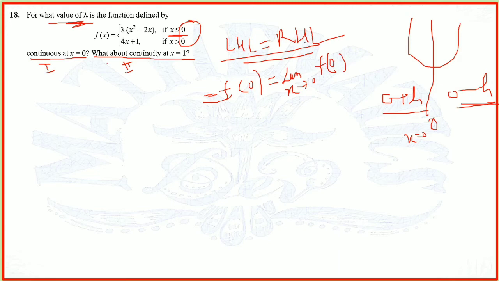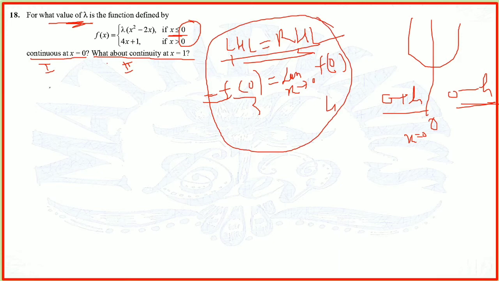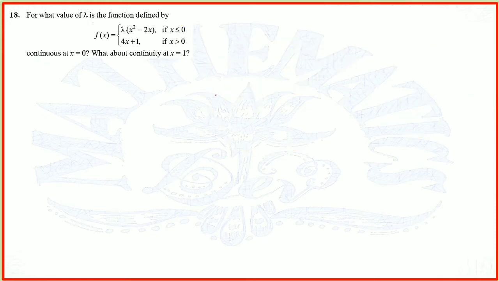So all these four conditions must be equal for continuity of the function, and we can take any two at a time. So in this case, first of all, for x equal to 0, this function is continuous. So we start with that, and later, what about continuity at x equal to 1? We are asked to find the continuity at x equal to 1. That I will discuss a little later. So we start here.